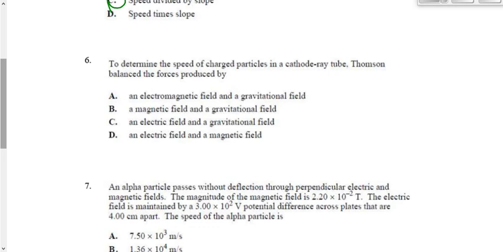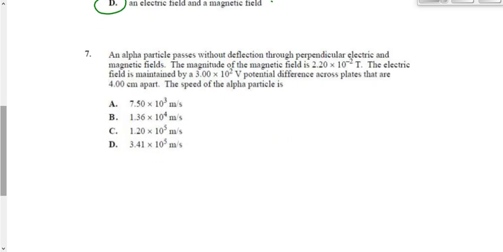Yep. Good. Number 6, to determine the speed of charged particles in a cathode tube, Thomson balance force is produced by the electric field and the magnetic field. If it was an electric field and a gravitational field, this would be the Millikan experiment, right? Thomson's velocity selection chamber would be electric and magnetic, Fe equals Fm. And that's what we're going to do in question number 7.